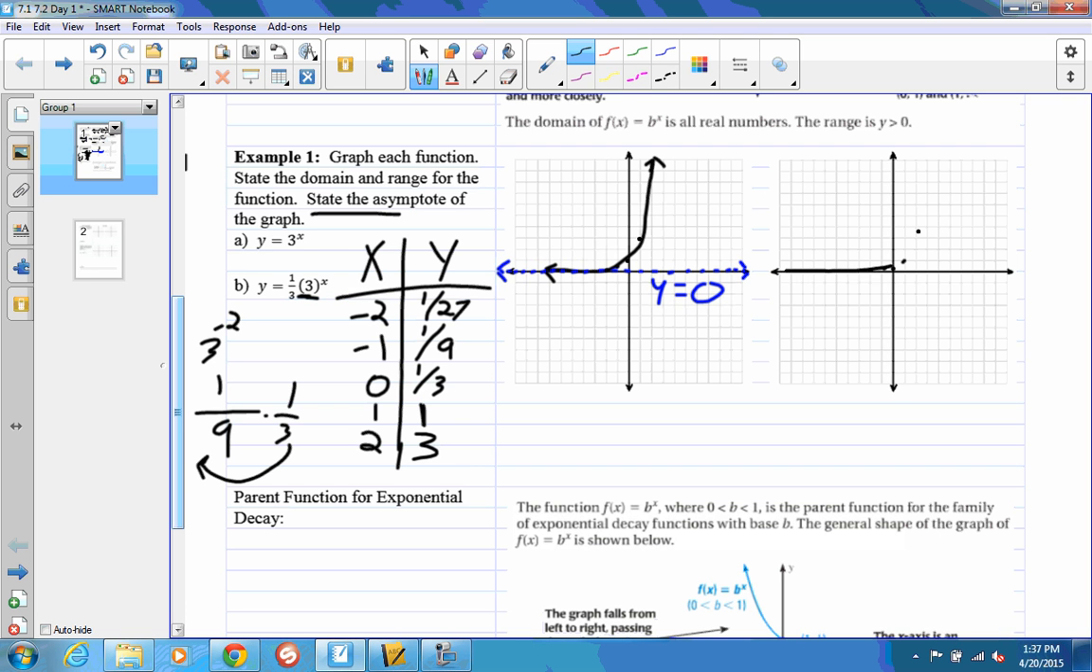I'm just going to draw a nice line here and going up, and then draw my asymptote where? Christian, y = 0. Again, I have the benefit of a smart board and a blue pen.